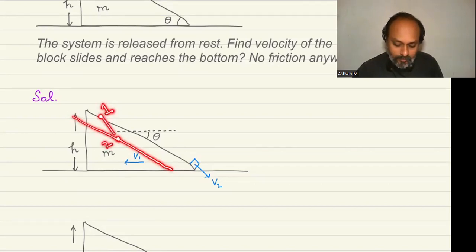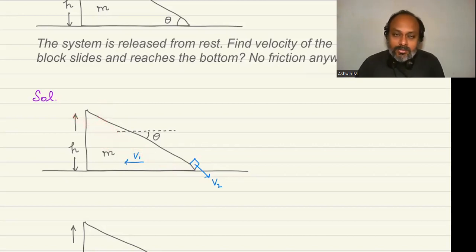So the velocity of this sliding object, as seen by a ground observer, is not along the inclined face. As seen by the ground observer, the velocity of this sliding object is in some direction which we cannot directly predict. Right, so this is point number one. If you have identified this, that's good.